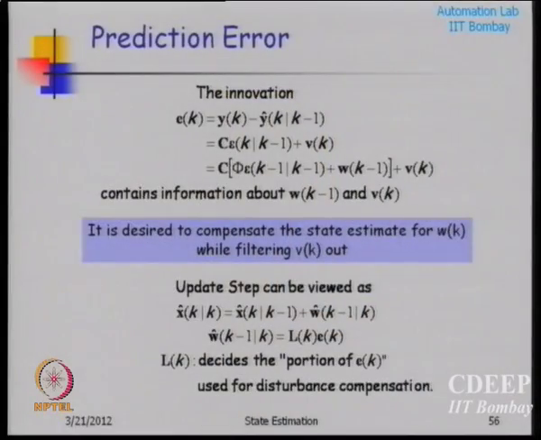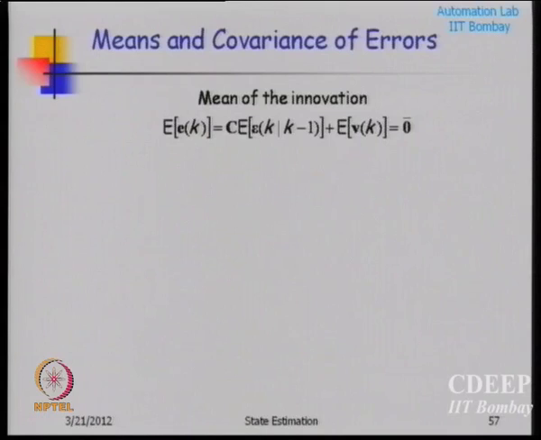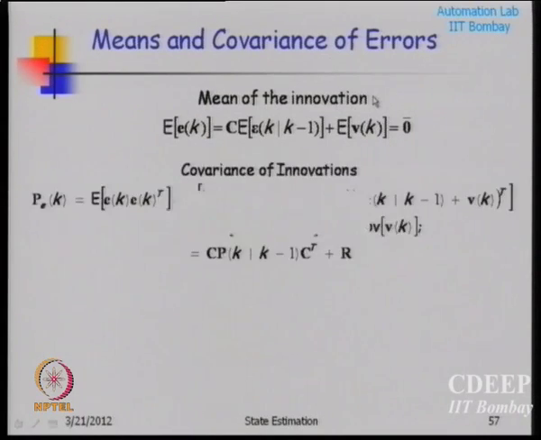Okay. Now, how do I decide Lk is the golden question. We have not answered that yet. That is what is going to be my next task. Okay. So, what is the expected value of Ek? Expected value of Ek is 0.